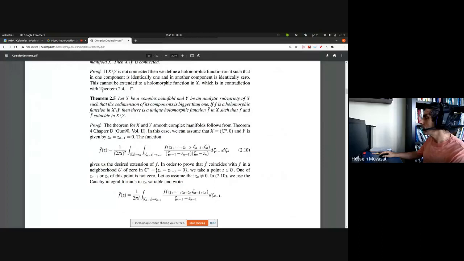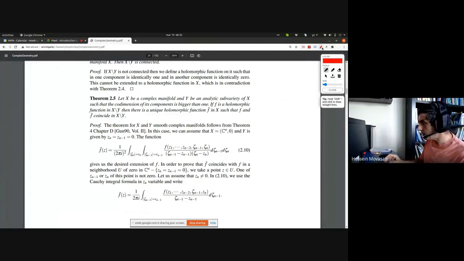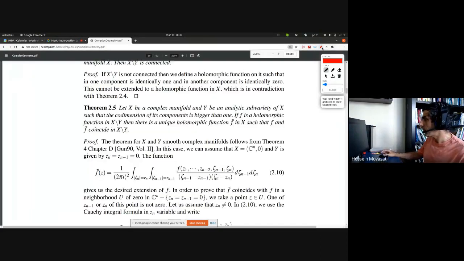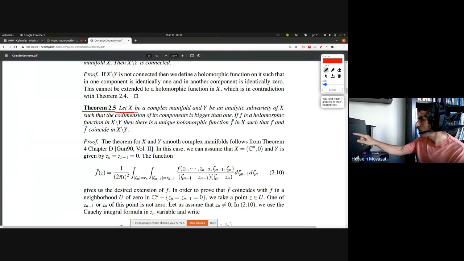Okay, so today I'm going to talk about the extension theorem for codimension 2 subvarieties. So maybe this is Theorem 2.5 in my lecture notes.